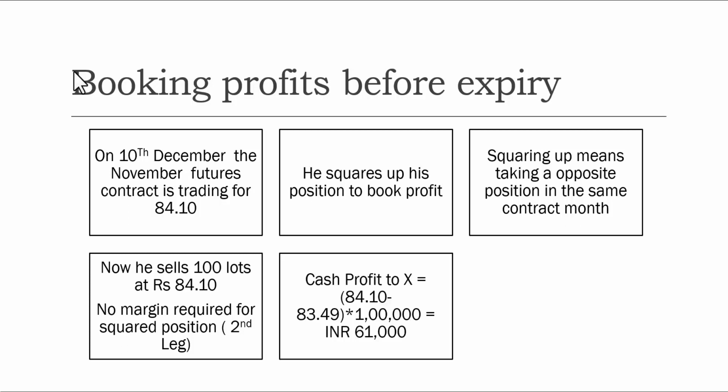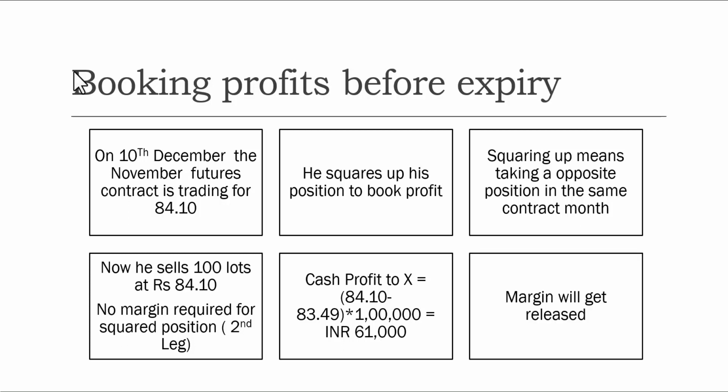The cash profit, I am already sitting on a cash profit, which is 84.10, the price on the 10th, minus 83.49, the price when I took a long position. So I am sitting on a 61,000 rupees profit in a matter of just 10 to 15 days. Or maybe 6 plus 10, 16 days, I made a profit of 61,000. I have squared up my position. By taking one long position, one short position, and gaining 61,000, margin will get released immediately.